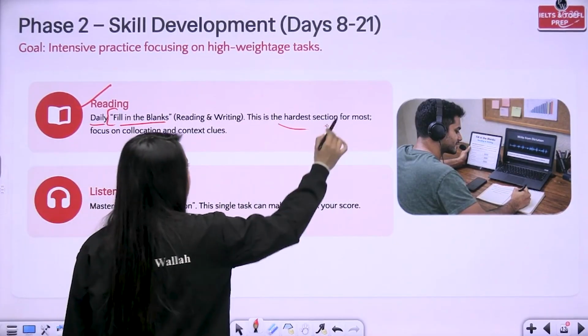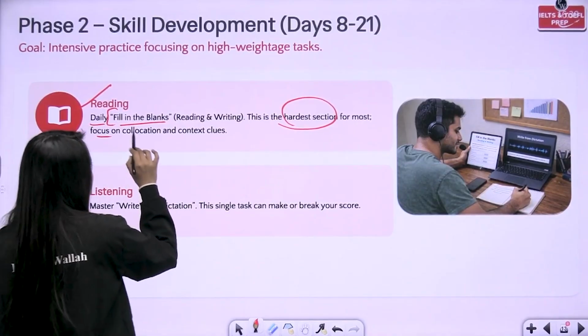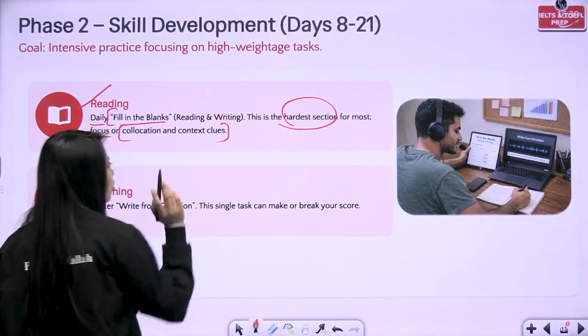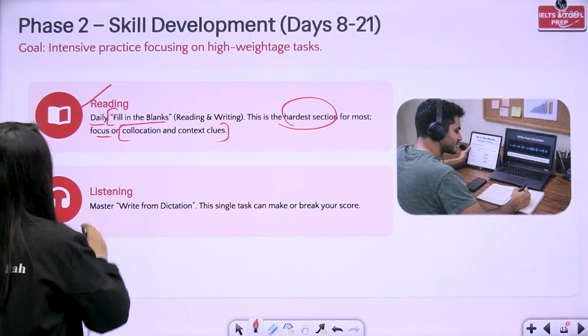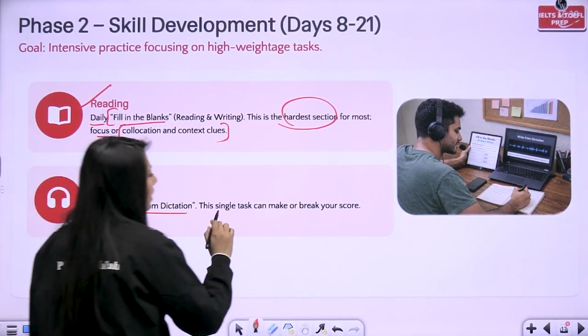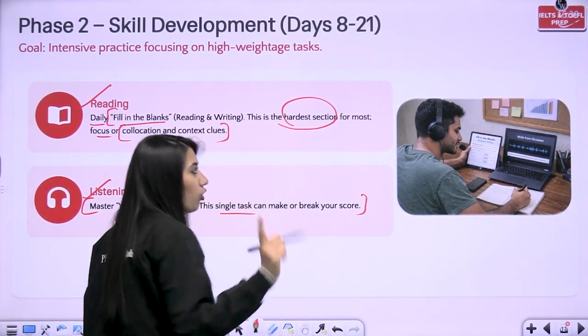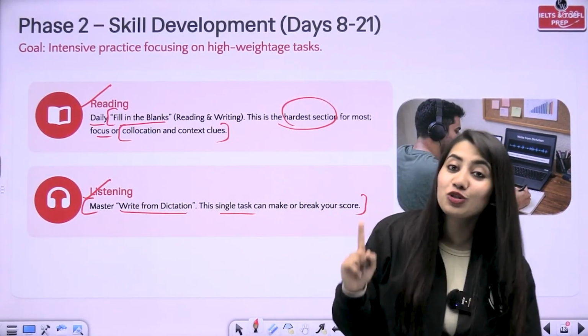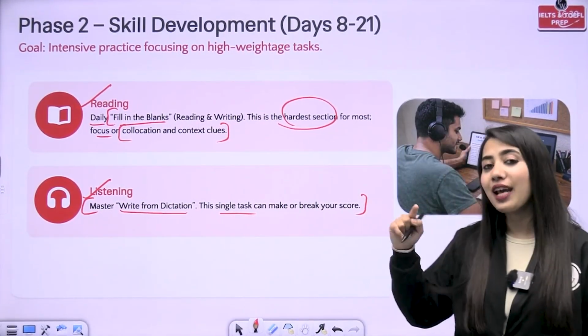This is the hardest section for most. So focus on the collocation and context clues over here. Then in the listening module, master the write from dictation. The single task can make or break your score. So I am here teaching you strategically how to get a 79 plus score.